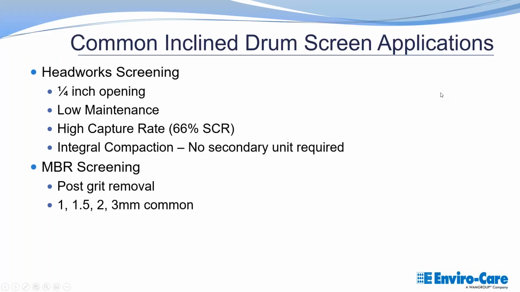It also makes for very good MBR applications, post grit removal, doing 1, 1.5, up to 3 millimeter screenings on it. It's also common for sludge screenings in the 3 or 6 millimeter opening sizes. This can be either a tank unit that you're pumping up from your sludge screens or your clarifiers, or it can be in a channel located after the clarifiers as well.